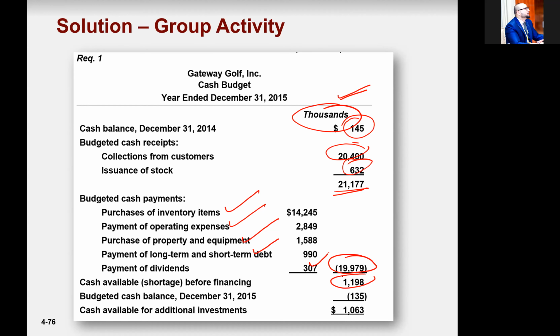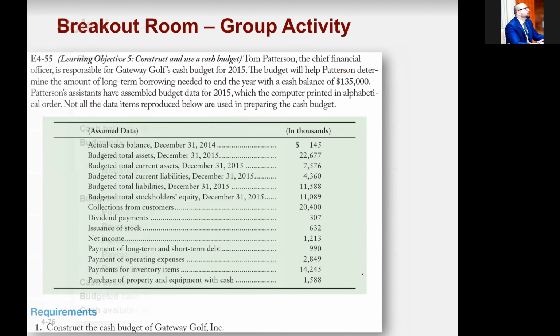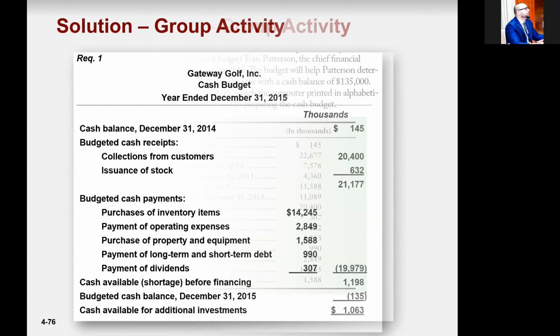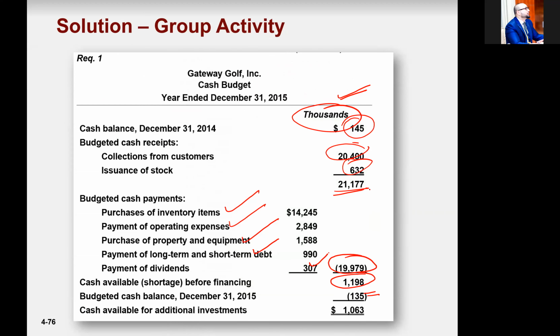So we have a surplus of 1198. And what is our requirement? We need to have a balance of 135,000. So we need to deduct 135 because it's in thousands. So it means we are writing down here 135,000.